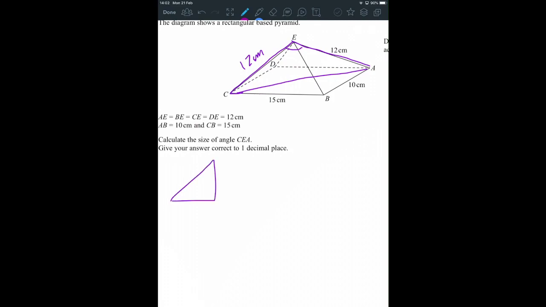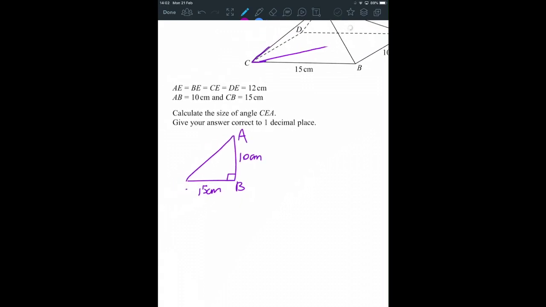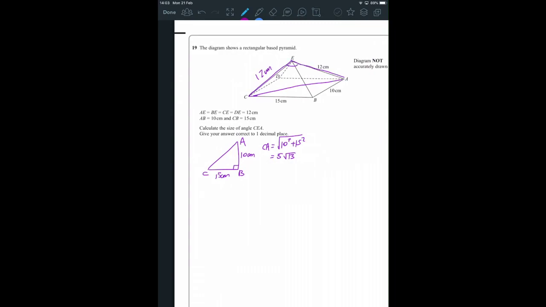We'll cut that base in half with the triangle CBA. We have 15 centimeters, 10 centimeters, and this is right angled because it's a rectangular base. Using Pythagoras, square root, we're looking for the longest side, the sum of the other two squared. And again, typing this into my calculator to ensure I don't make any silly errors. And I'm going to also leave the answer exact so I don't get rounding errors, it is 5 root 13.